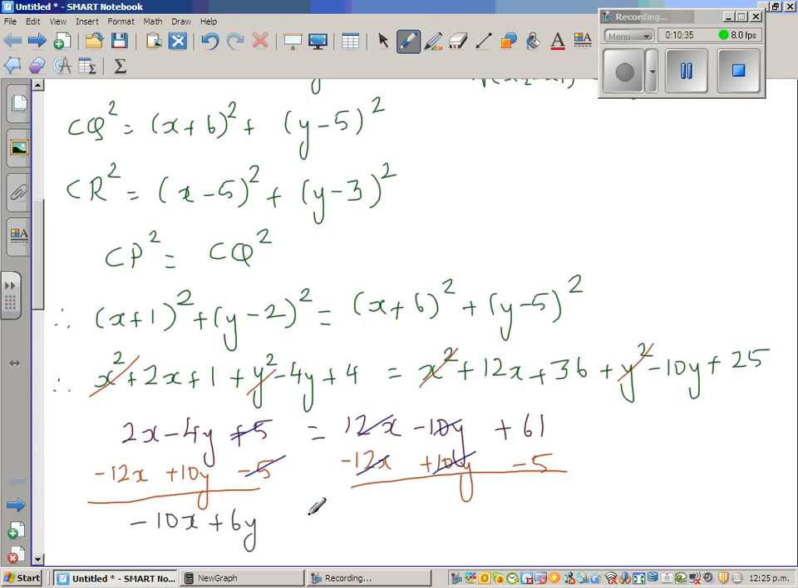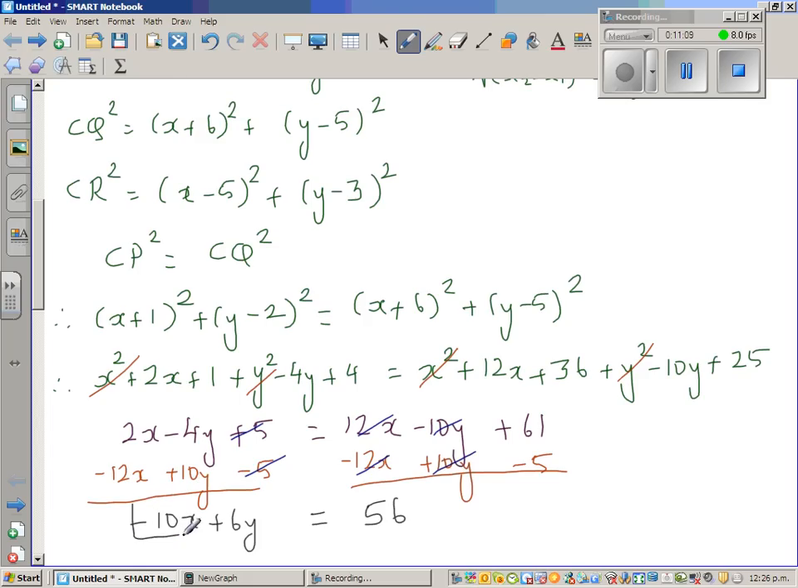Now the way I'm doing, why I'm doing like this is you make less mistake. So 61 minus 5 is 56. Or 56 plus 5 is 61. So this is your first equation. I don't like this negative 10x, let me leave it like this. Okay, so yeah, this is your first equation.